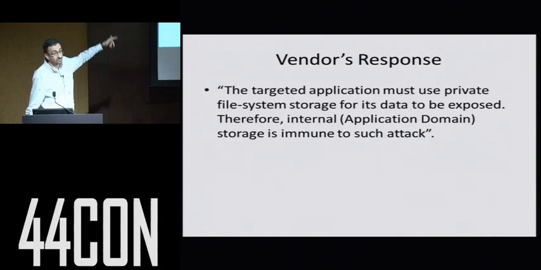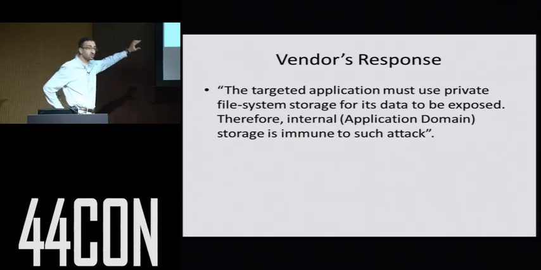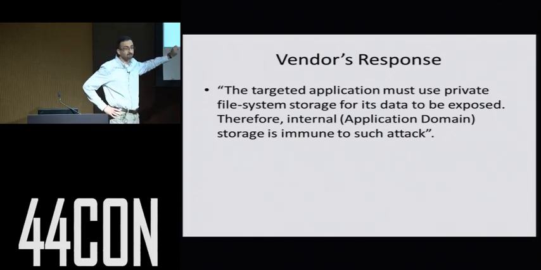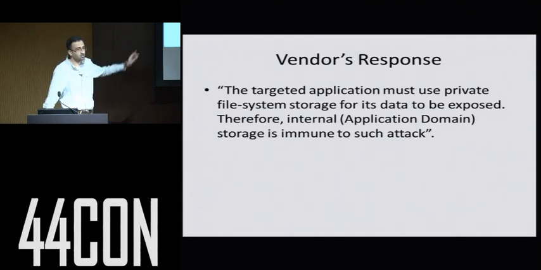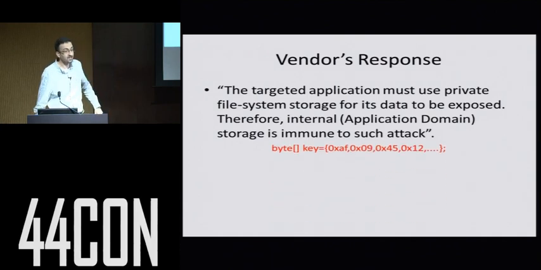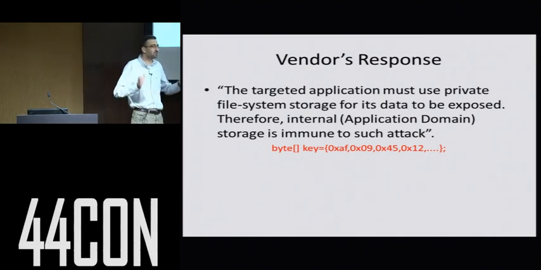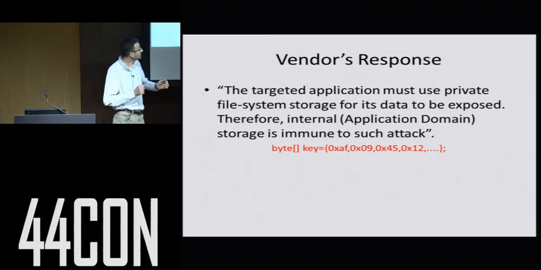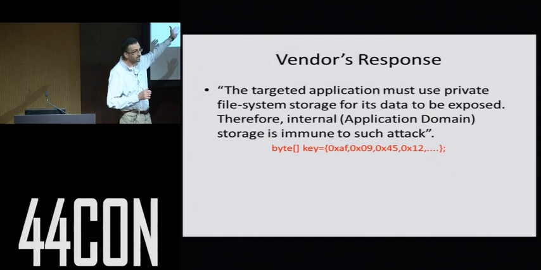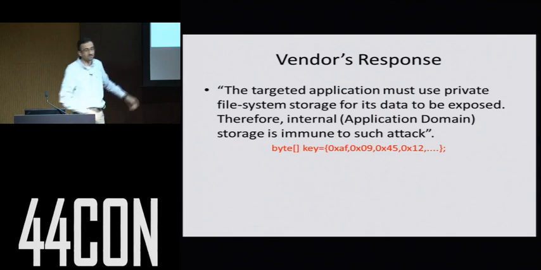But this one is sensible. It says that the targeted application must store data on the file system, not inside its code. And this is true. As a matter of fact, this is the recommended way. If you develop some applications that have, like, a 128-bit encryption key, it's like 16 bytes. So it is better to just make a byte array and put it inside your application source code, not store it as a different file.